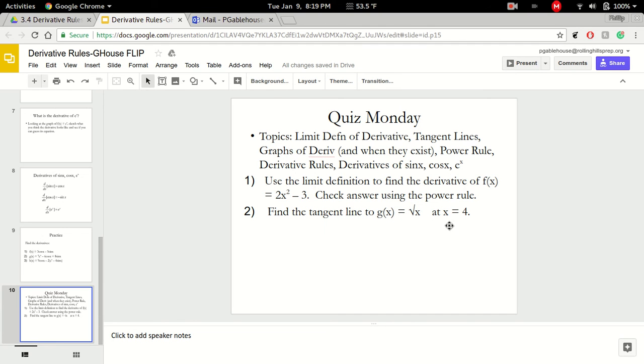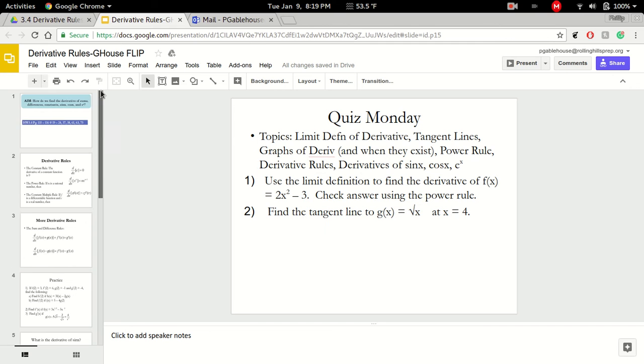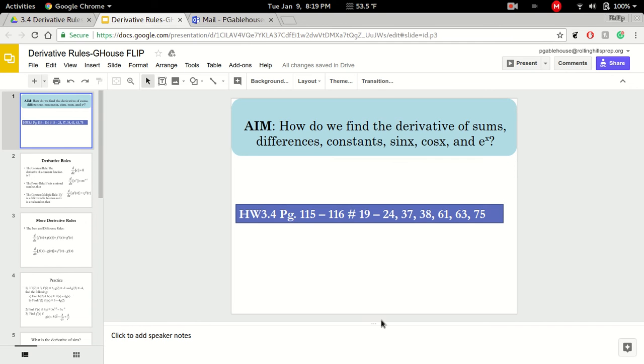If you have questions on these problems, let me know, and we can talk about them in class. Your homework book assignment for this, if you wish to get started on it, is page 115 through 116, numbers 19 through 24, 37, 38, 61, 63, and 75.